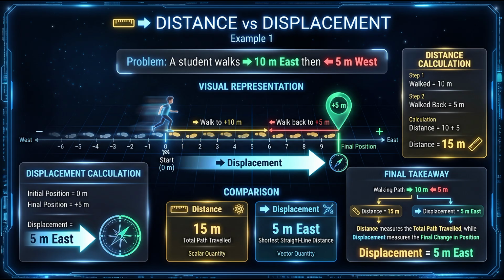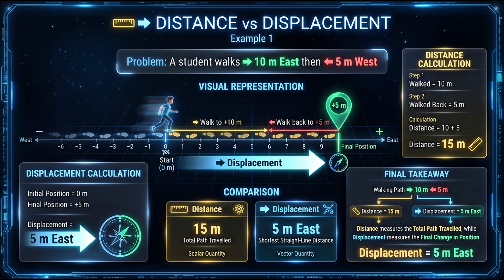To find the distance, we simply add the total length of the path traveled. Distance measures the complete path covered by an object, and it does not depend on direction. Since the student walked 10 meters forward and then 5 meters backward, the total distance traveled is 10 plus 5, which equals 15 meters. An easy way to imagine this is to think of placing a rope along the exact path the student walked. The length of that rope would be 15 meters, because distance always measures how much ground has been covered, regardless of the direction of movement.